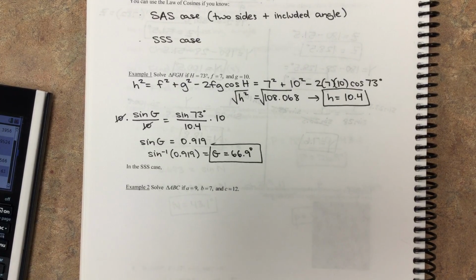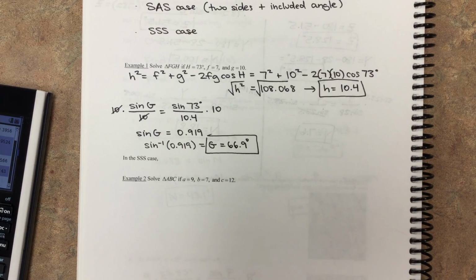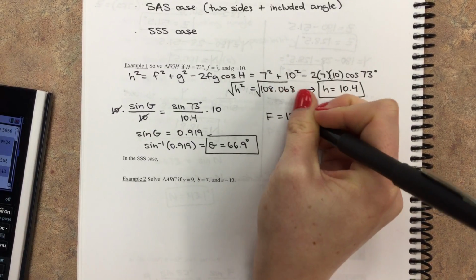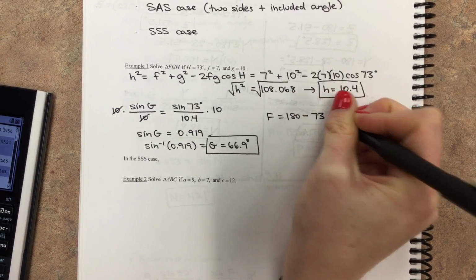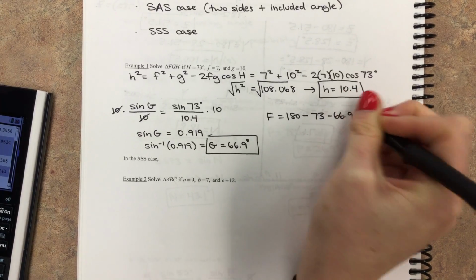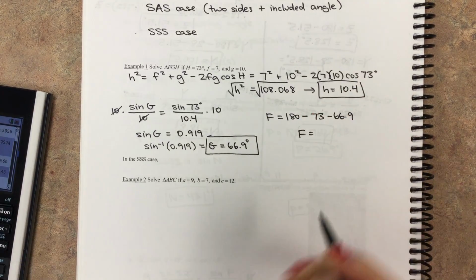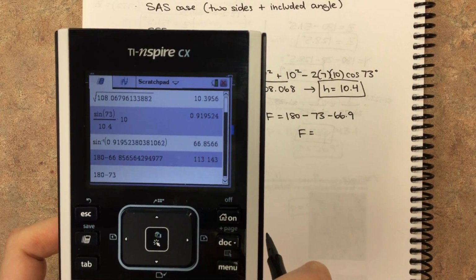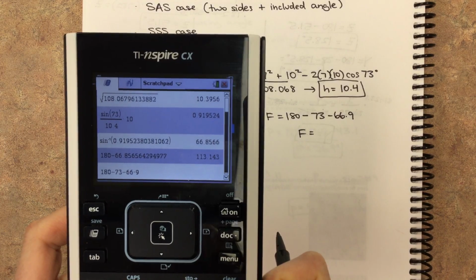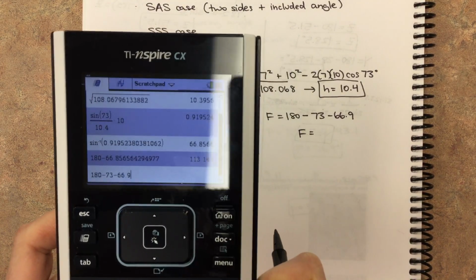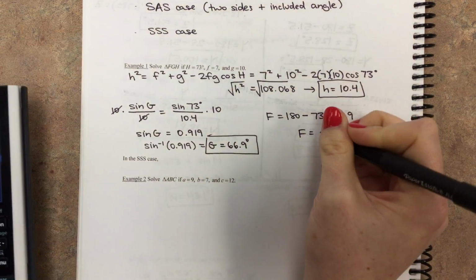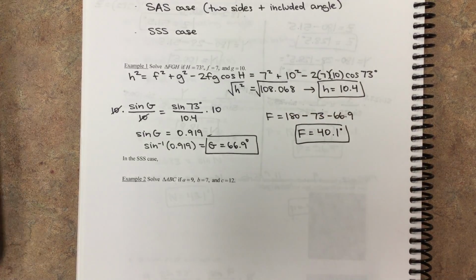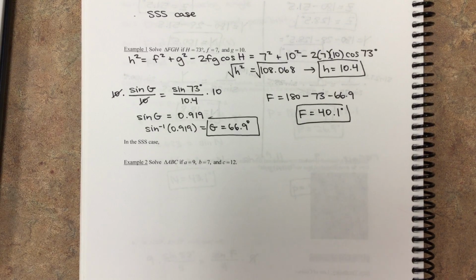And then finally, we find the last angle. The last angle is super, super easy to find. We just subtract them from 180. So our last angle is F. We just start with 180, subtract away H, subtract away G, and then that will leave us with F. So we've got 180 minus 73 minus 66.9. That leaves us 40.1 for F. Okay, so that is the side angle side case. That's what we do for that.